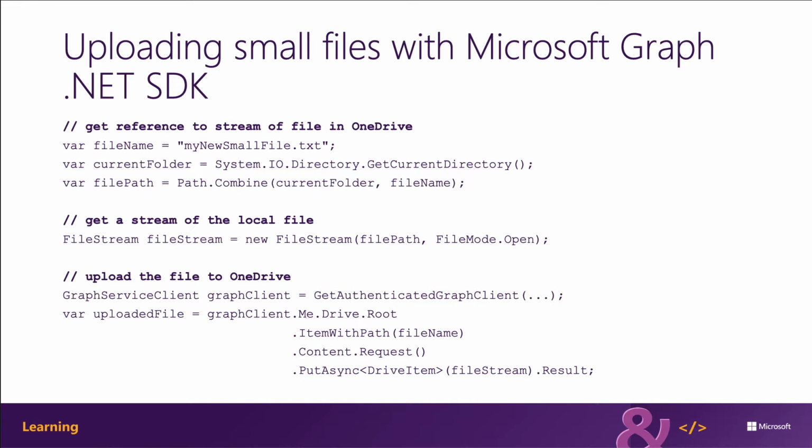So I'm going to get a reference to the file and store that in file name and file path. I'm then going to open up a stream to the file that's on my local machine. And then after I get an instance of the authenticated Graph client, I'm then going to upload the file by using the put async method, as you can see there on the slide.